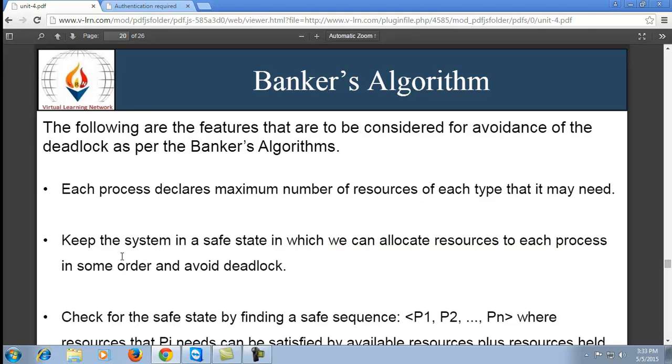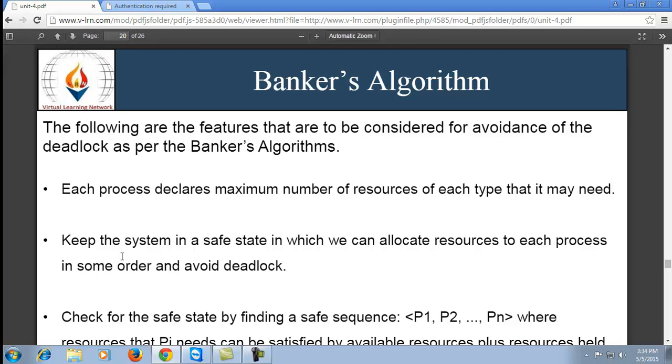The following are the features to be considered for avoidance of deadlock as per the banker's algorithm. In this, each process declares the maximum number of resources of each type that it may need. The banker says allow the number of resources which are required by a particular process, which is requested and which is required in future also.